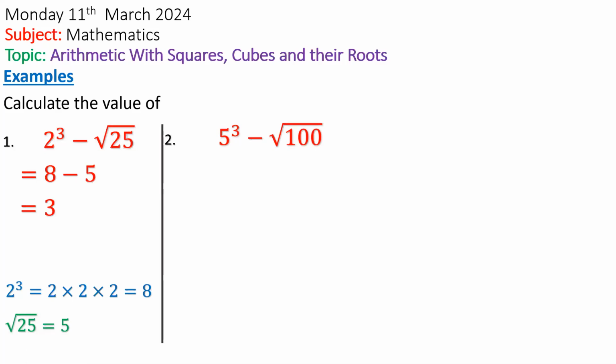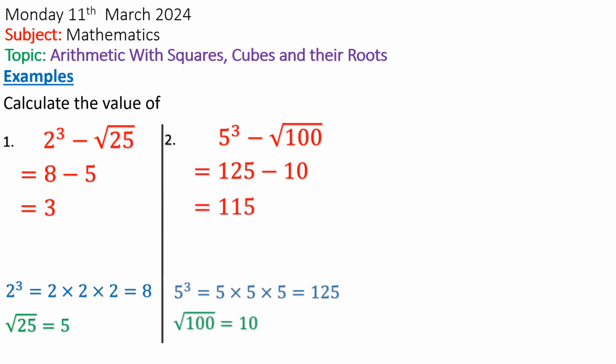5 cubed equals 5 times 5, which is 25. And then you times it by 5 again. So 25 times 5 equals 125, minus the square root of 100, which is 10. So we have to do 125 minus 10, which equals 115. Very good. And so that's how we get it.